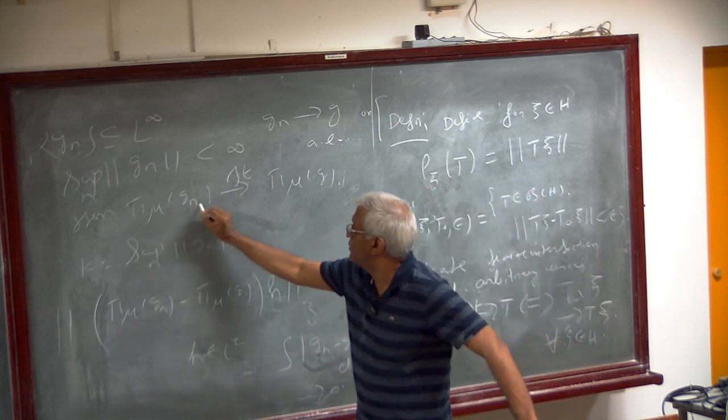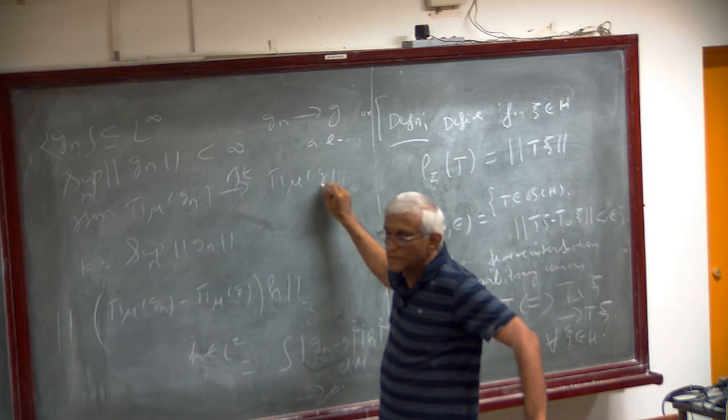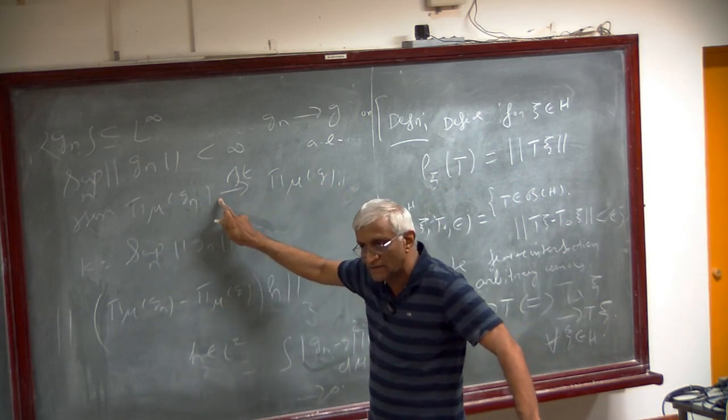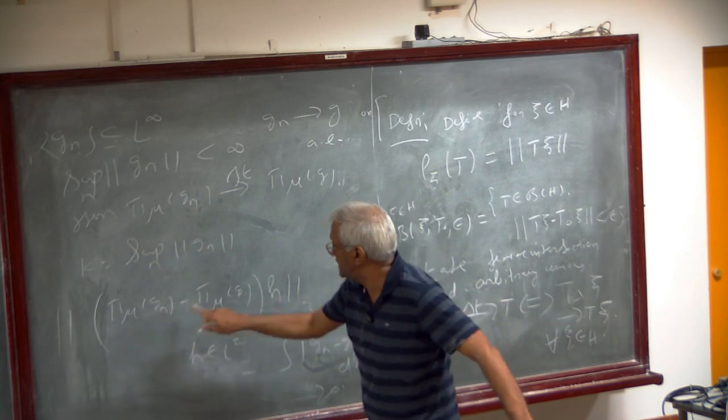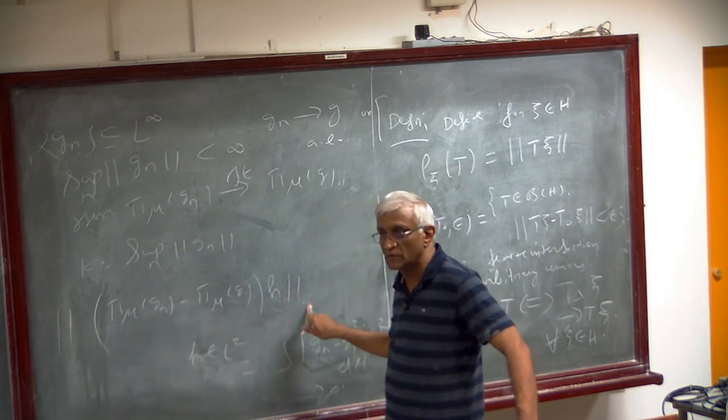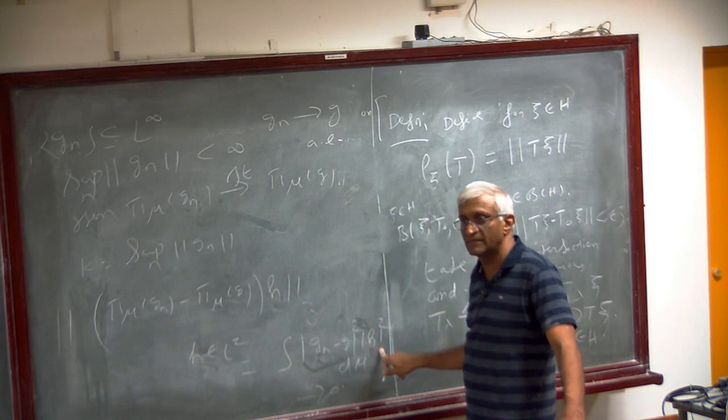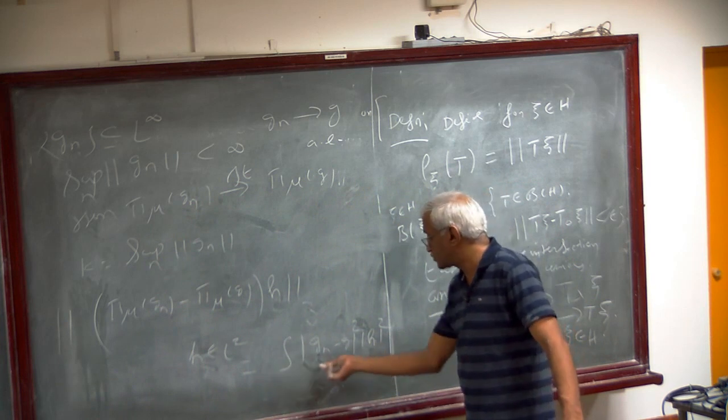I want to verify that pi mu of Gn goes to pi mu of G. So pi mu of Gn acting on an L2 vector goes to an L2 vector. That L2 vector is H. So pi mu of Gn minus pi mu of G acting on H, in L2 norm, is going to be some integral, something like this. And this goes to 0.